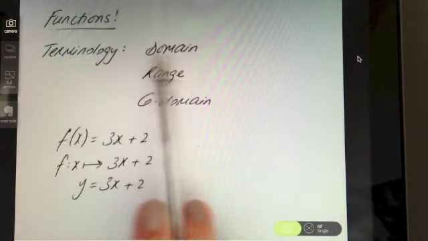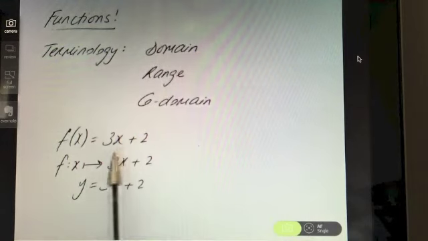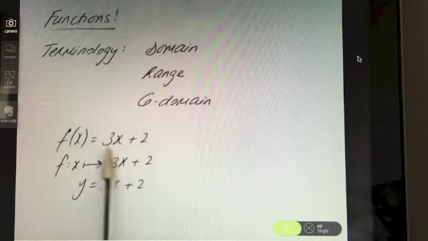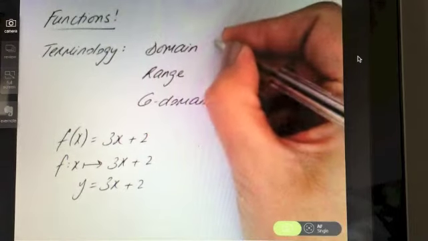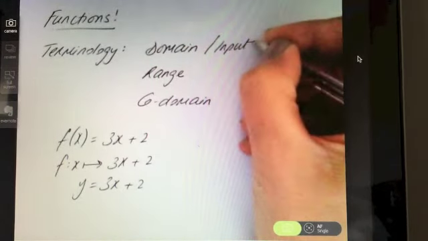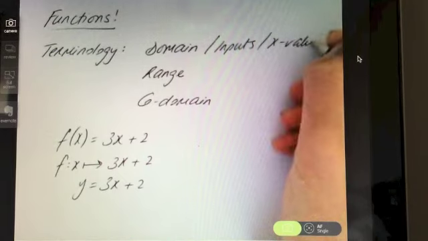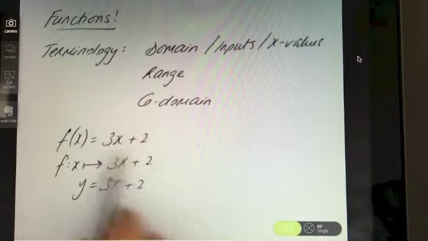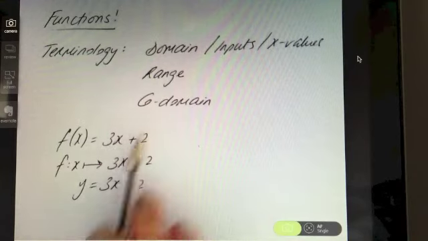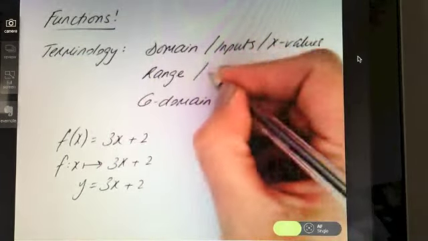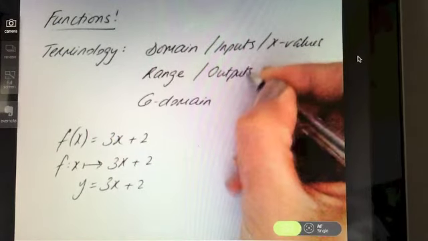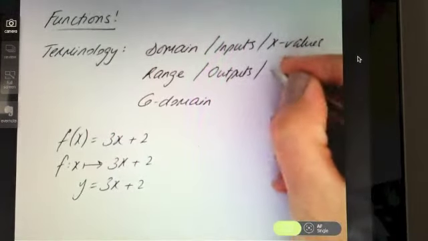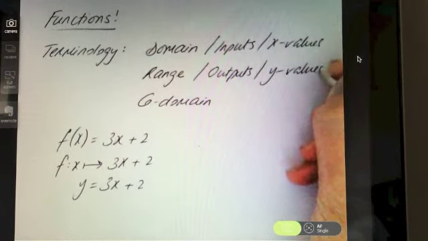So when we're talking about the domain, we're talking about your x values. In other words, numbers that you are going to input into the function in order to work out a value. So another word for domain are your inputs or your x values, okay? Anything that you're subbing into the x, into the function. When you work out what that is, that's what you're going to get for the range. So the range are the outputs, or in other words, of course, what you're going to get for the y values, your results, in other words.